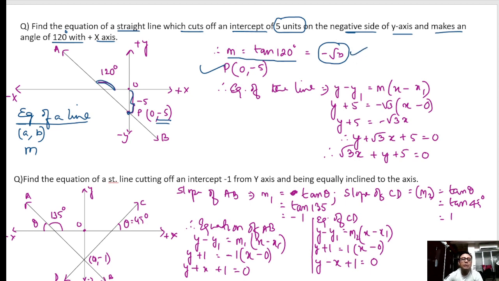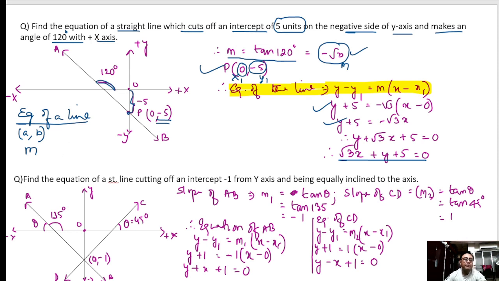So how to find the equation of any straight line? Please note this. This is the formula for the equation of any straight line: y minus y1 is m into x minus x1. So this is my x1 and this is my y1 and this is my slope. So putting the values, we get this is the equation of the straight line.